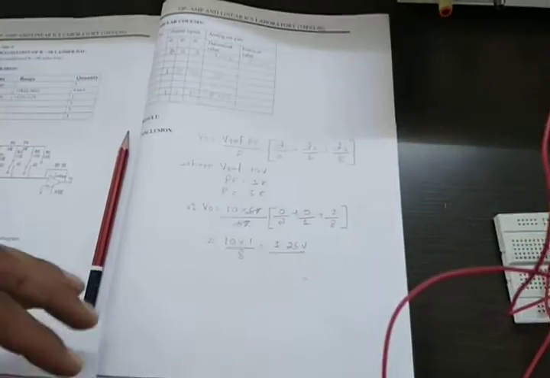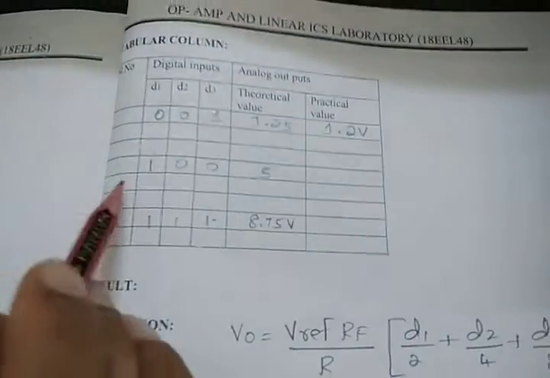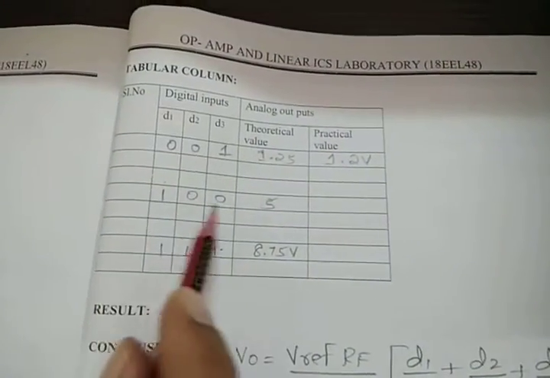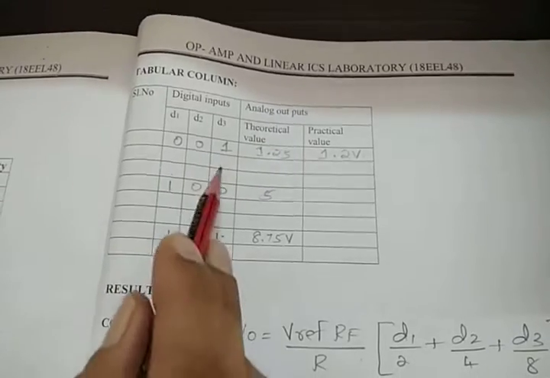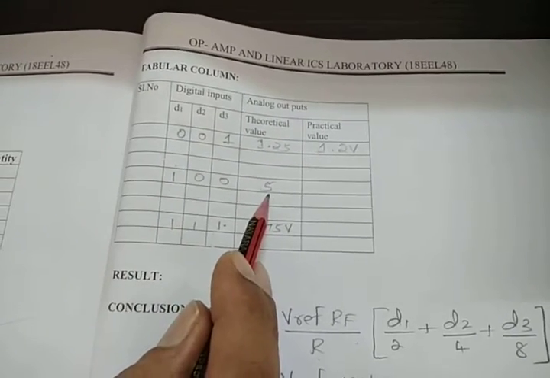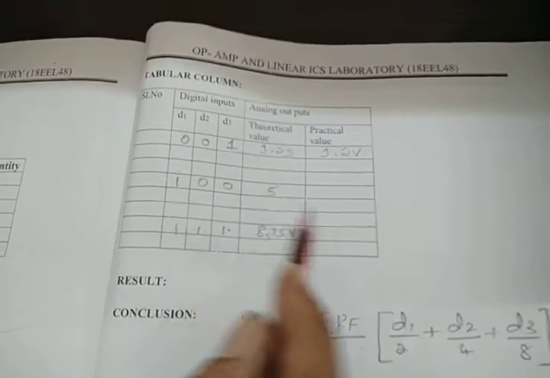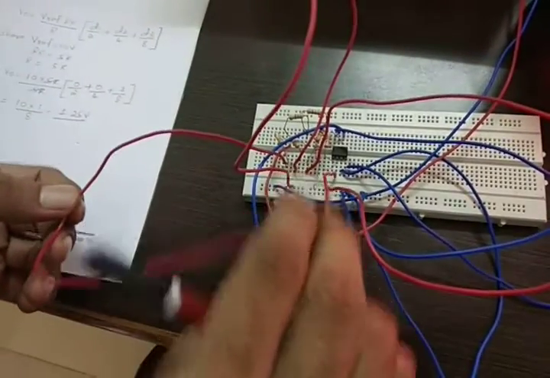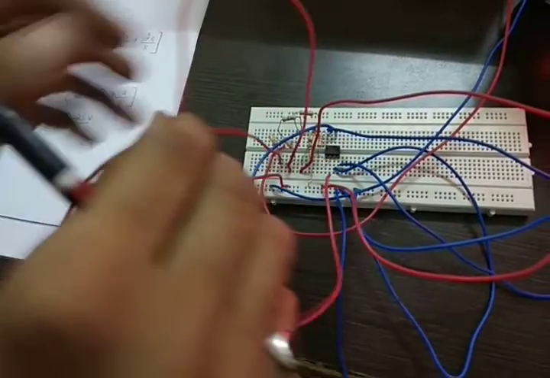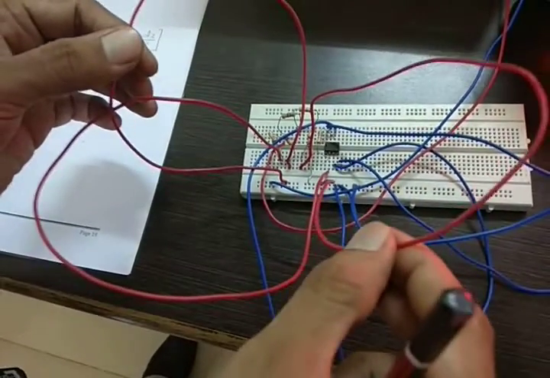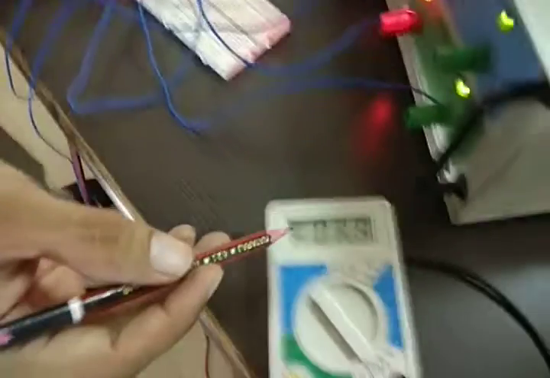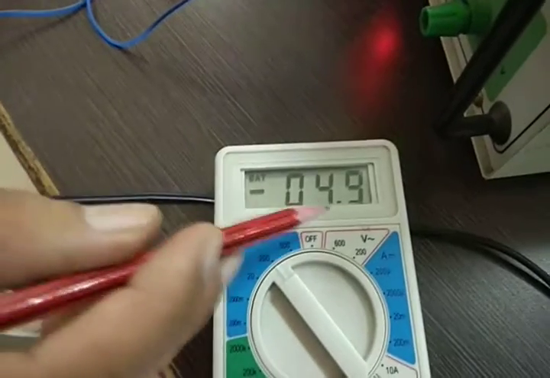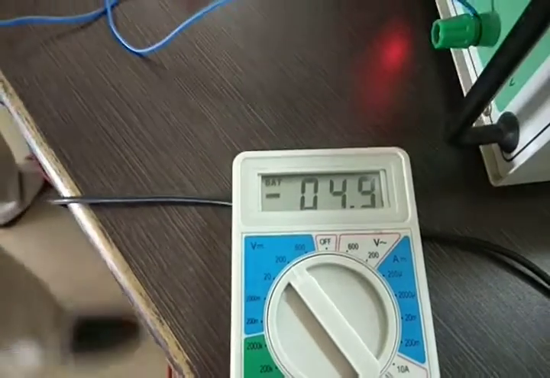Let us similarly check for 100. So next condition, students, we have connected the inputs as 1 0 0. D1 is 1, D2 is 0, D3 is 0. So the theoretical value of the analog output voltage is 5 volts. Let us check how much will be the practical value. As you can see here, this node I have connected to 1, that is D1. D2 is 0, I have connected it to ground. Then D3 also I have connected to ground. Okay. So the corresponding analog voltage that I am getting is around 4.9 volts. Okay, this is for the second condition.